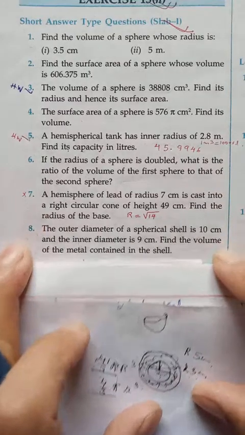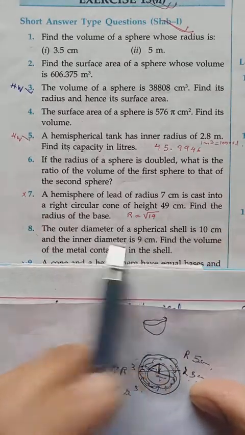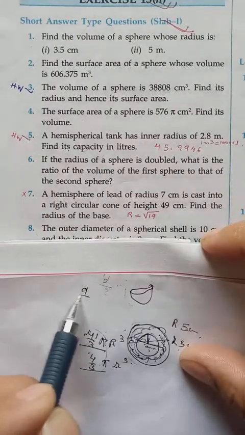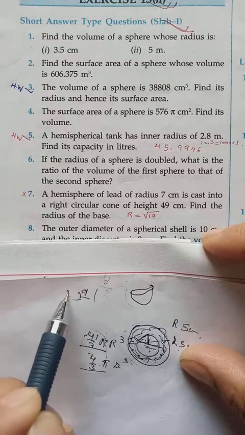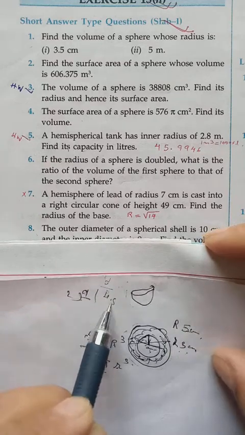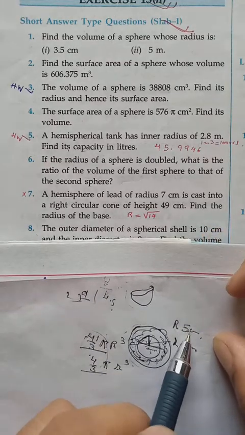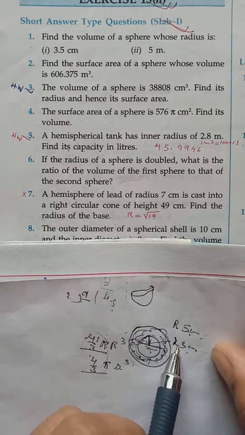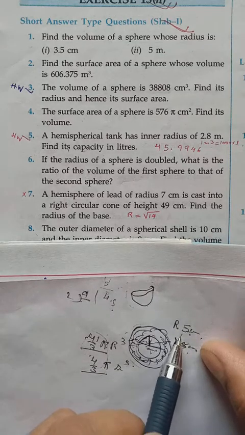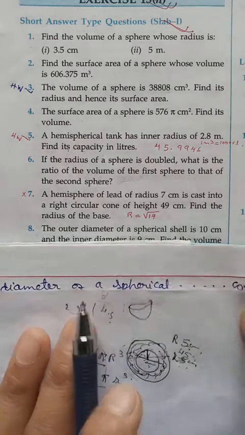Sorry, we have the inner diameter to be 9. So 9 divided by 2. It will not be 3. 9 divided by 2, it will be 4.5. So capital R is 5. Small r will be, sorry, not 3, okay? It will be 4.5. So that we have to replace here.